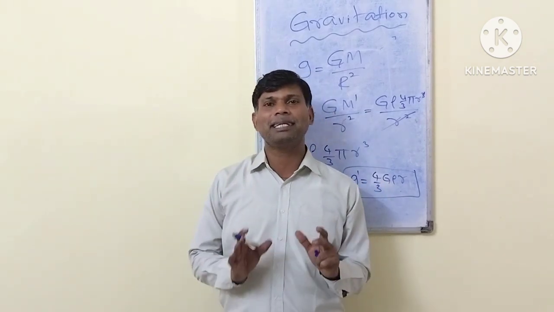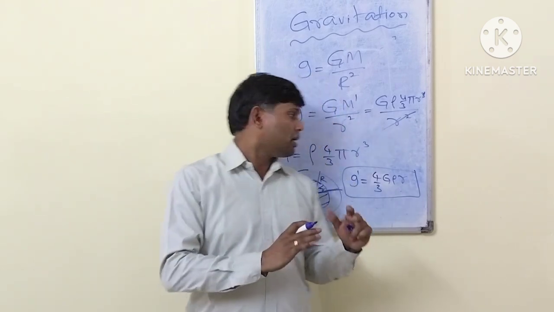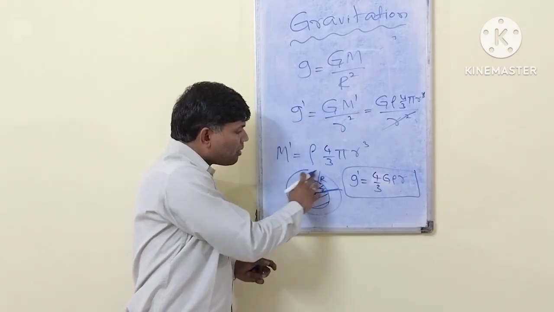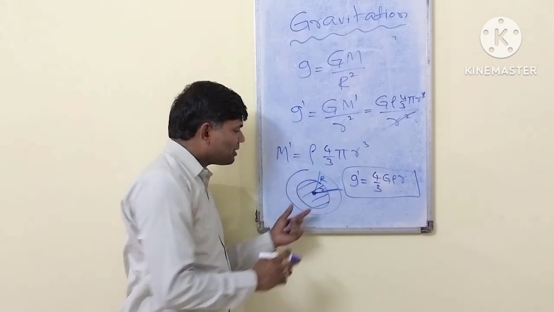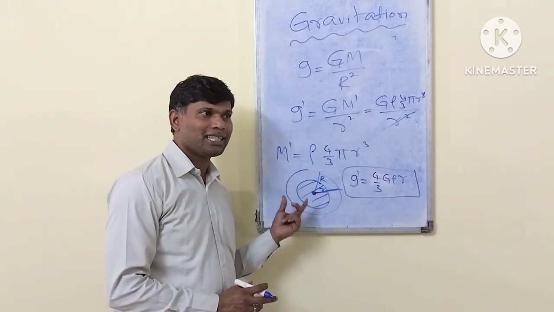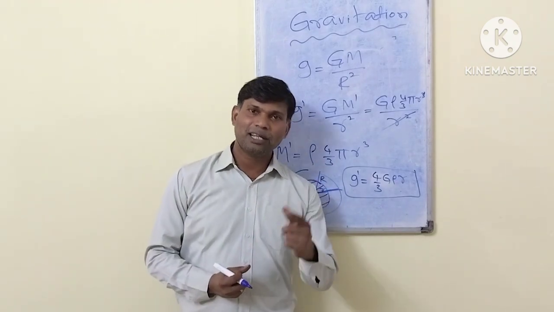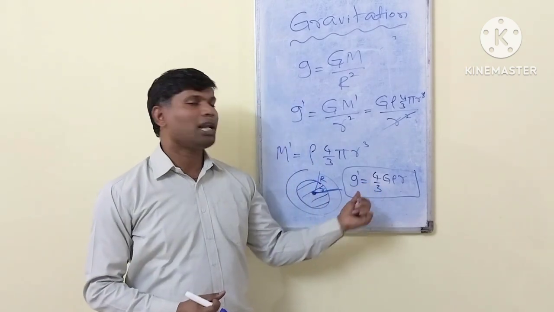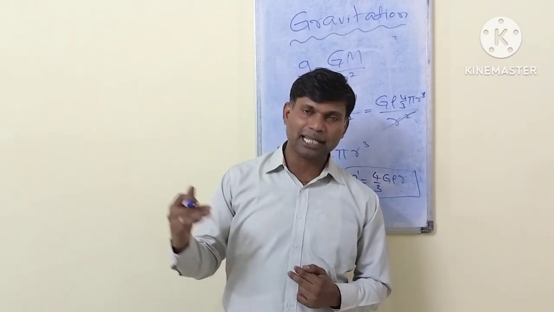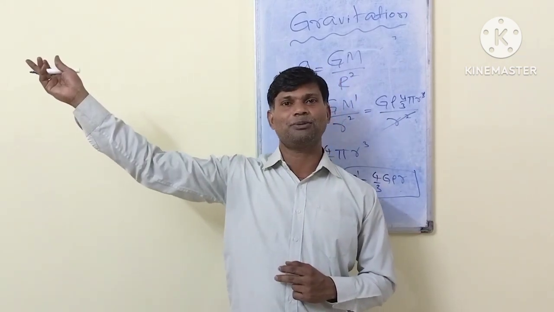What is r? r is the radius of the earth. It means you are going inside the earth, that is, the radius of the portion of the earth with which you are attracted is decreasing. So g value decreases if you are going inside the earth, and g value decreases if you are going away from the earth also.